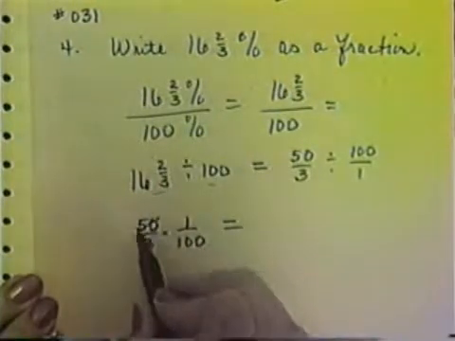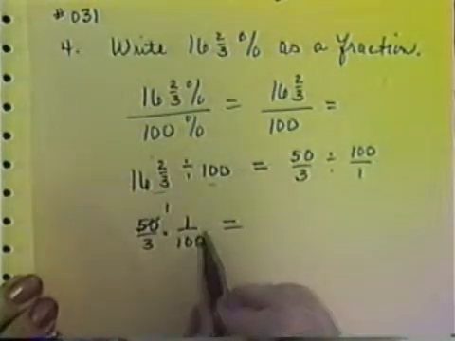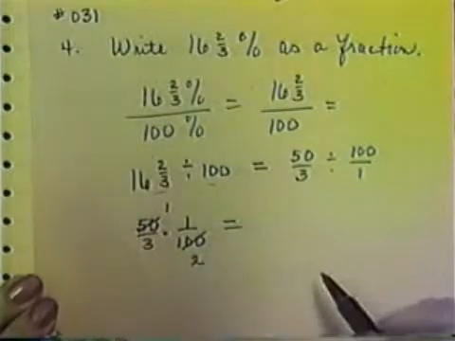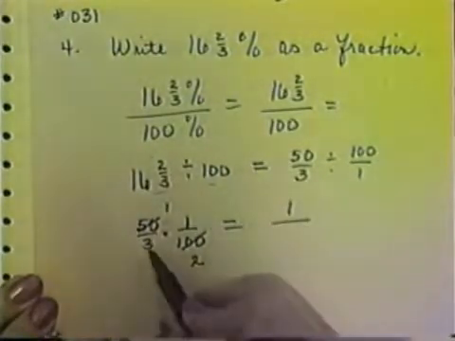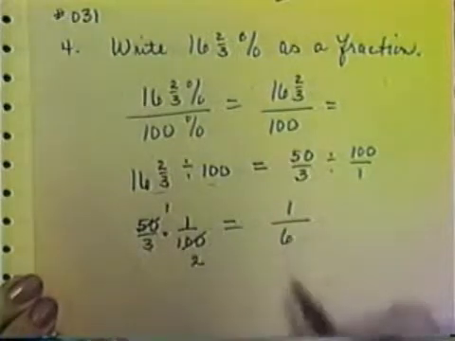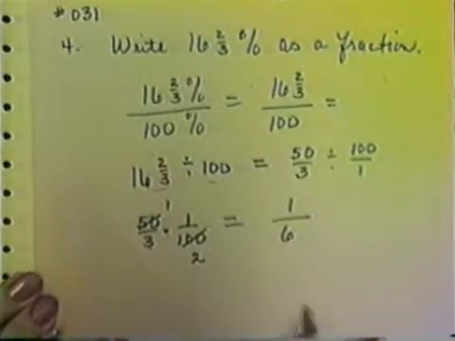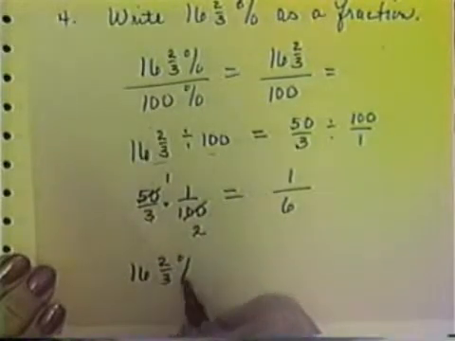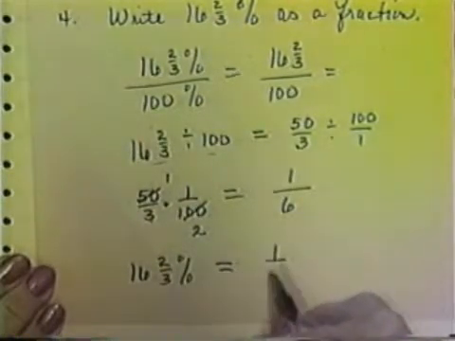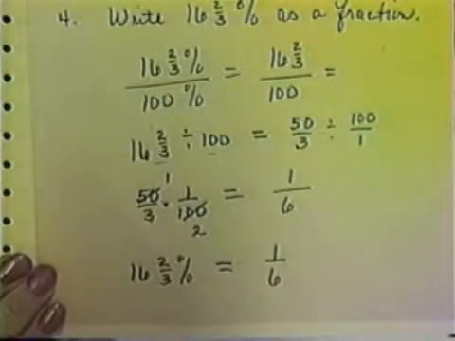Cancel. 50 divides itself 1 time, divides 100 2 times. So we get 1 times 1 is 1, 3 times 2 is 6. So 16 2/3% is equivalent to the fraction 1/6.